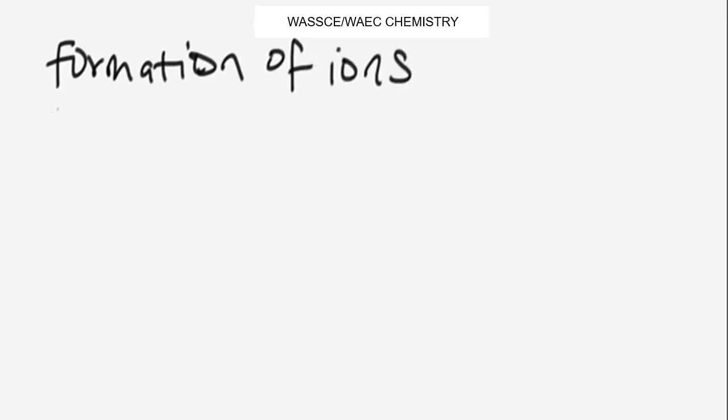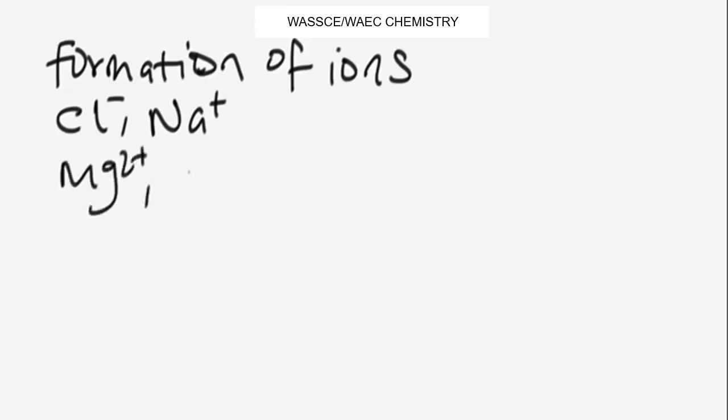All right, now let's begin by knowing what an ion is. An ion is simply an atom or group of atoms that possesses an electric charge. Okay, now ions are made when electrons are transferred. Basically, ions are charged particles. They can be a single atom. For instance, we have a chlorine ion, we have a sodium ion, we have a magnesium ion, we have our aluminium ion, we have our oxygen ion, and the rest of them.